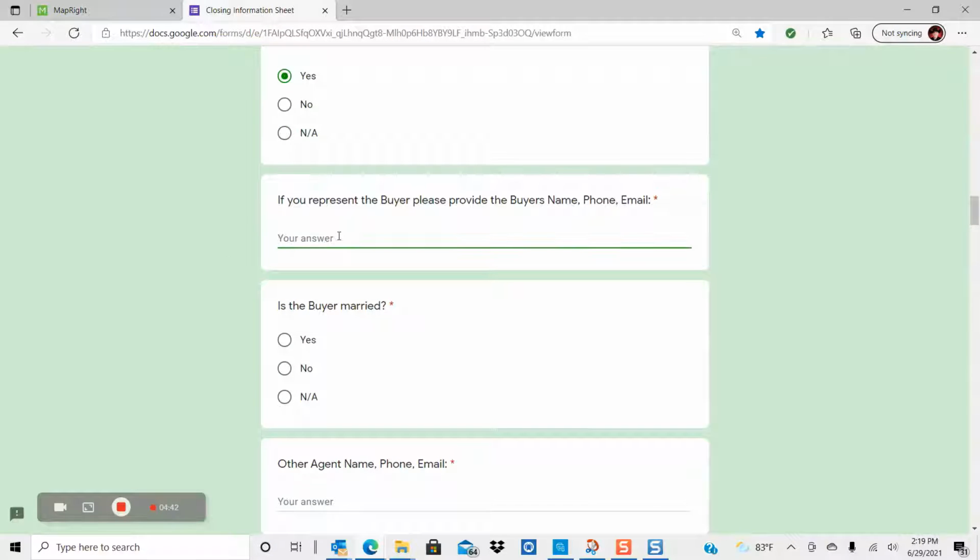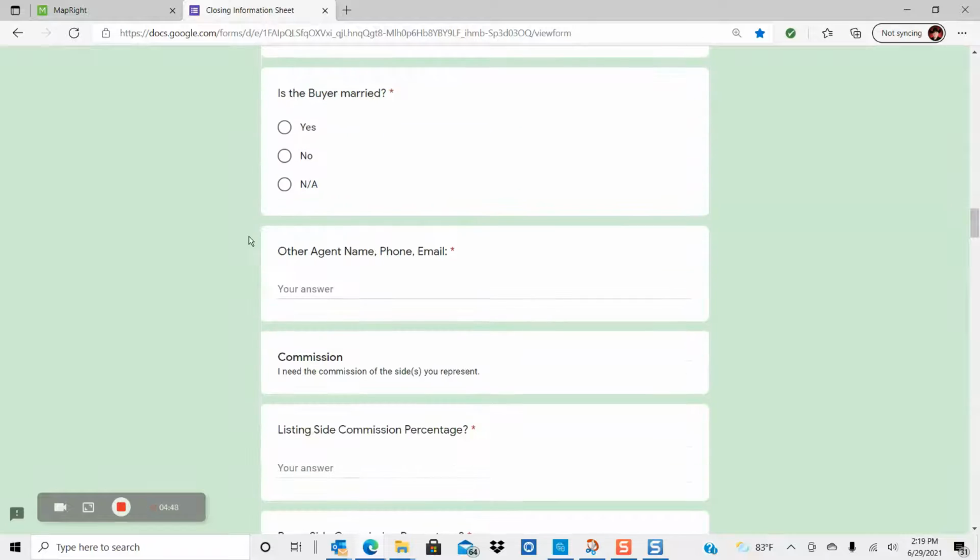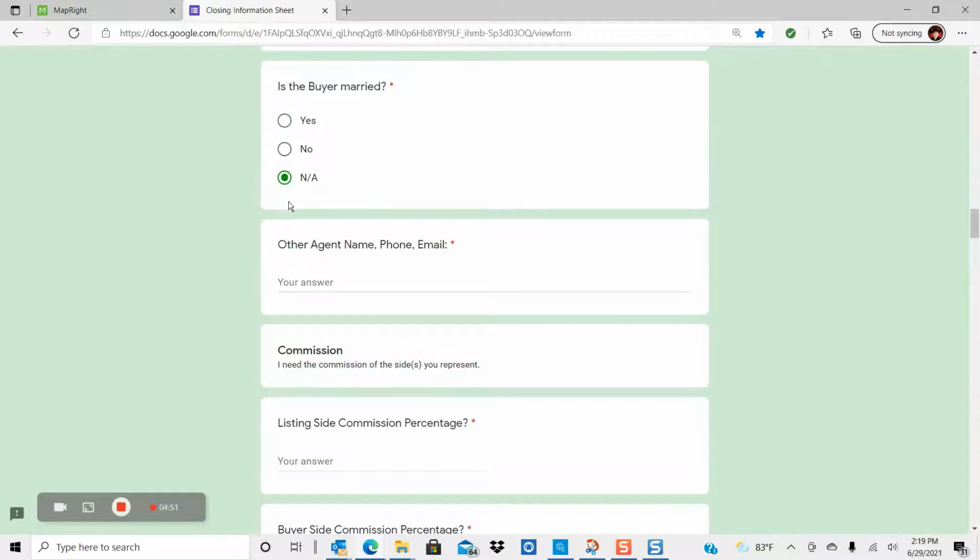If you represent the buyer, you're going to do the same thing, include all their information: name, phone number, and email address. If you don't, you're just going to put NA. Is the buyer married? If you don't represent the buyer, you're just going to put NA. What's the other agent's information right here? Phone number, email address.